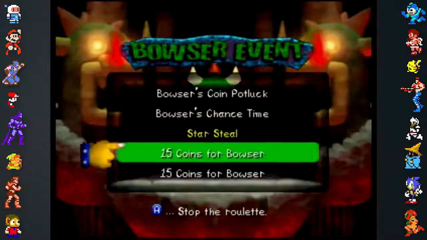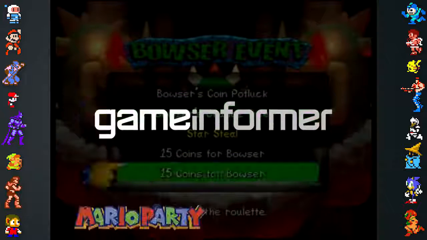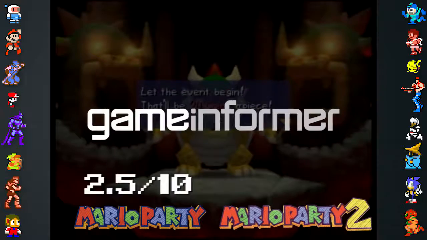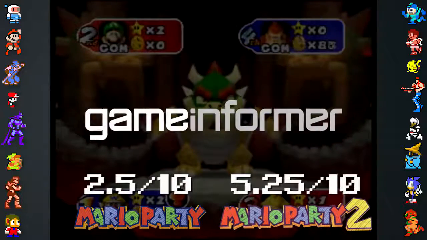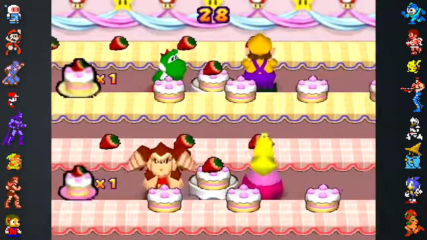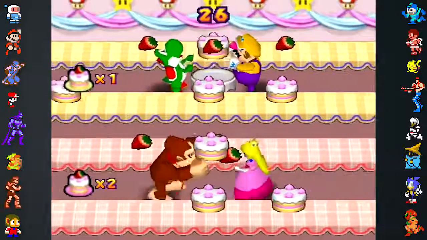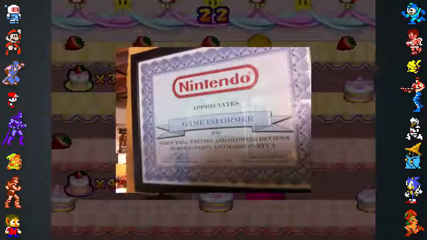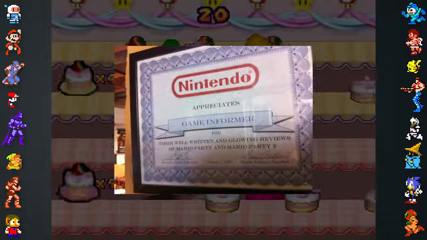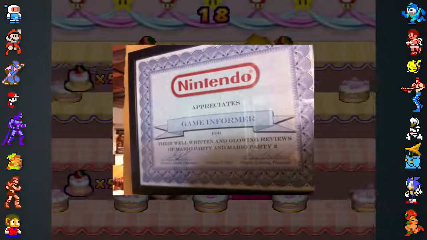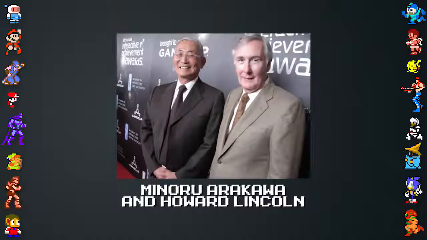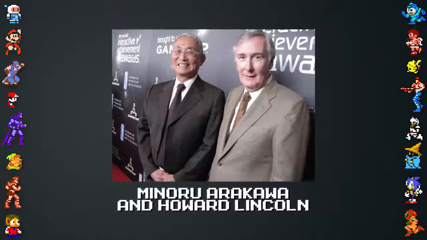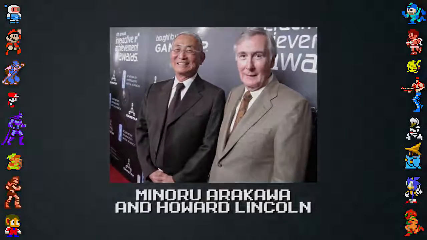One of these publications was Game Informer, who gave the first Mario Party a review score of 2.5 out of 10, and the second Mario Party a 5.25 out of 10. The reviews became so infamous that Nintendo of America sent Game Informer a sarcastically written certificate stating, "Nintendo appreciated Game Informer for their well-written and glowing reviews of Mario Party and Mario Party 2." Signed by then Nintendo of America chairman Howard Lincoln and Nintendo of America founder Minoru Arakawa.